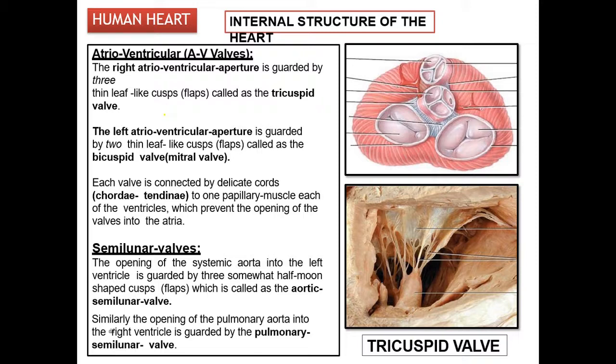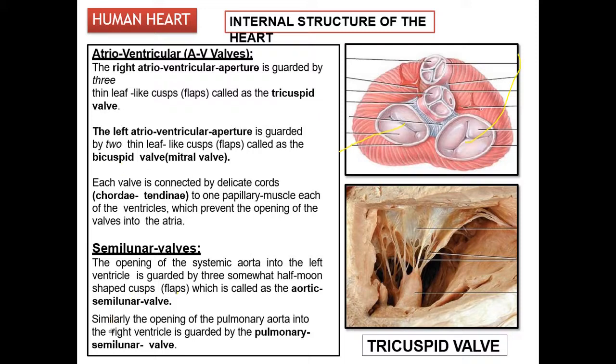So in between the ventricle and the atrium there is a valve which we are calling the tricuspid valve. Here you can say this is the tricuspid valve. The right atrioventricular aperture is covered by the tricuspid. Okay, the left atrioventricular aperture is guarded by two thin leaf-like cusps which are known as bicuspid. Here it is bicuspid, here it is tricuspid. So these are the bicuspid and tricuspid valves.